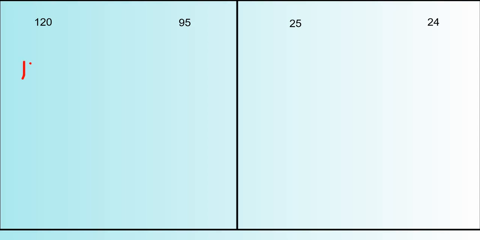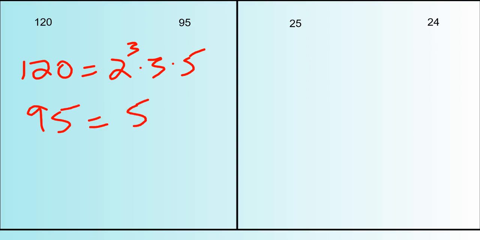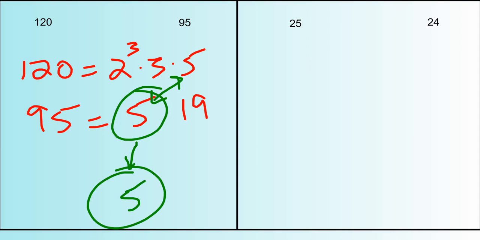So for 120, we have 2 cubed times 3 times 5. And for 95, we have 5 times 19 as our prime factorizations. Now, the only prime that we see that's the same between them is a 5. And in fact, the number of 5s in each is the same, which is one. So the GCF is 5. Notice I'm not taking copies of it from both numbers, because then we have two 5s. Neither of the numbers have two 5s, so 5 squared cannot possibly be a part of the greatest common factor.